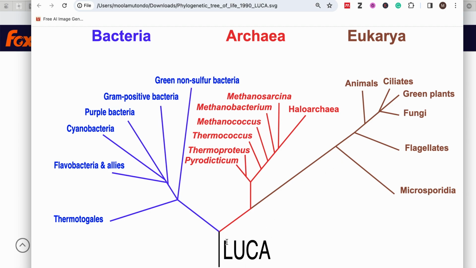So the main thing I want you to note here is that you've got three domains. You've got bacteria, archaea, and eukarya. And these three domains emerged at different times. And this is the main thing that I want you to note about the structure of the tree, that you've got branches and you've got different lengths of branches, different points at which the branches come.